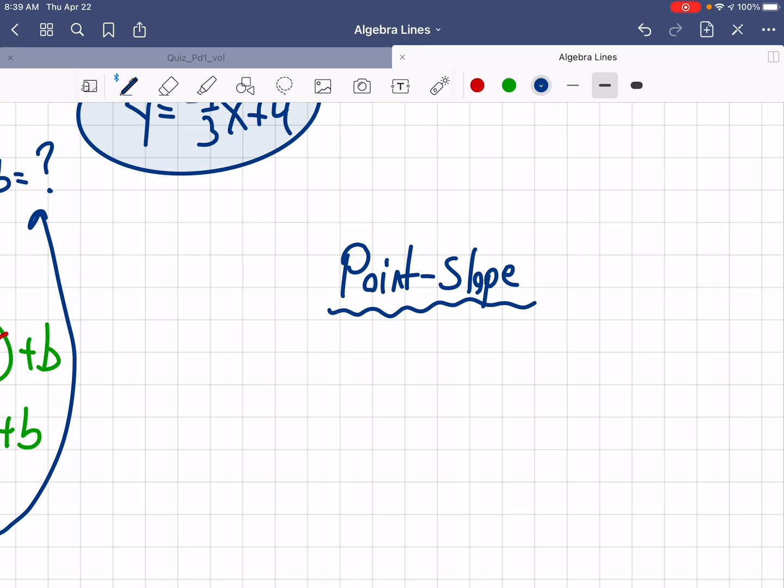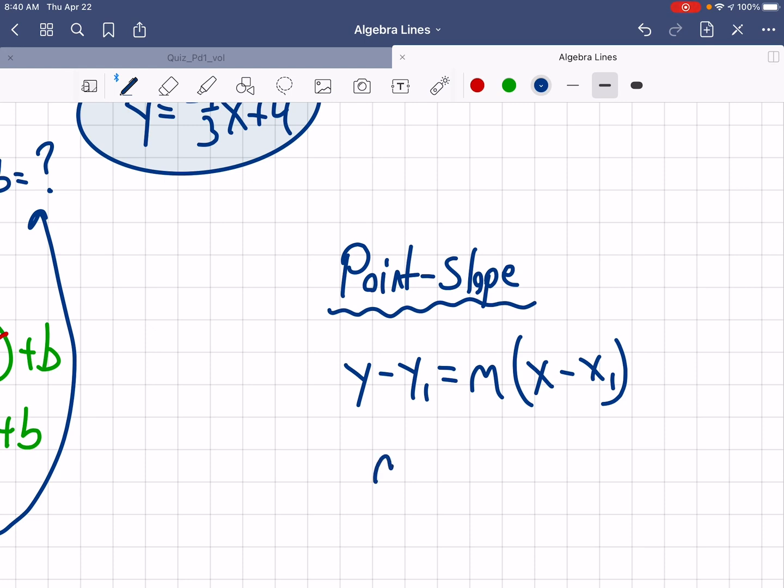looks like this. It goes y minus y1. That means I'm only plugging in one y value. I can leave the other y alone. When you see a subscript on an x or a y, that means that you're substituting in an actual coordinate. Then it equals the slope times x minus x1. Okay, so that means you need a point and a slope.